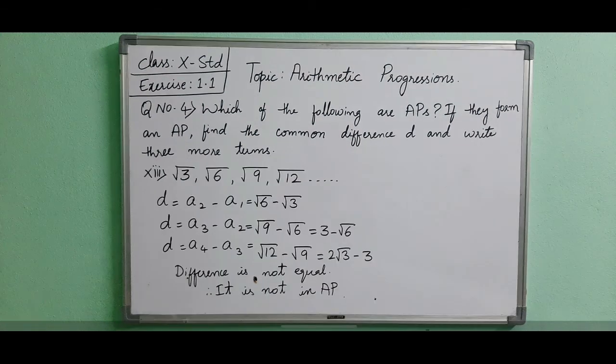Now the 13th question of this bit. Here the numbers are square root of 3, square root of 6, square root of 9 and square root of 11. So first we will find the difference: square root of 6 minus square root of 3.